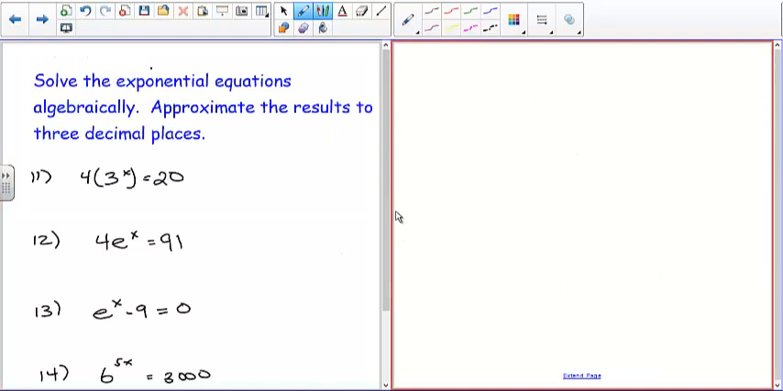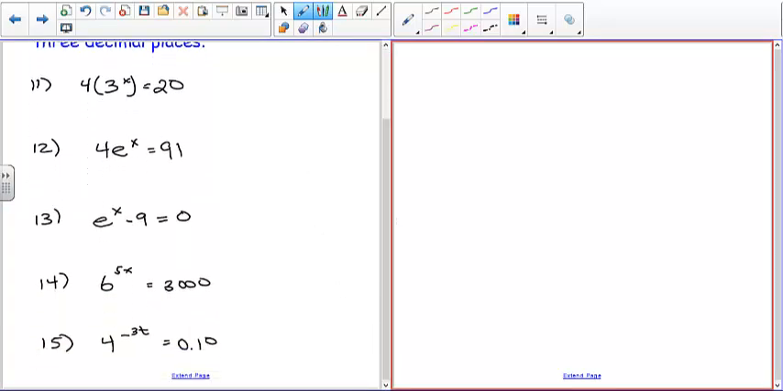Okay, then we have 15. So again, even though the base is 4 for the exponent, we can use any log. Now, just to be different this time, I'm going to use log base 10 because that's the other one that's on your calculator. So you have log base 10 of 4 to the minus 3t power is equal to log base 10 of 0.1.